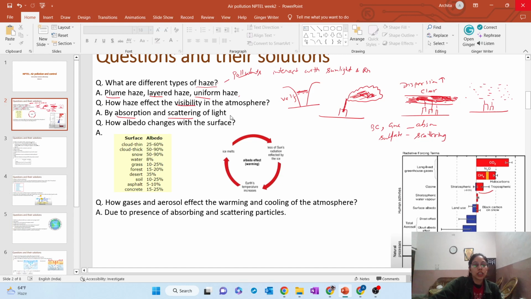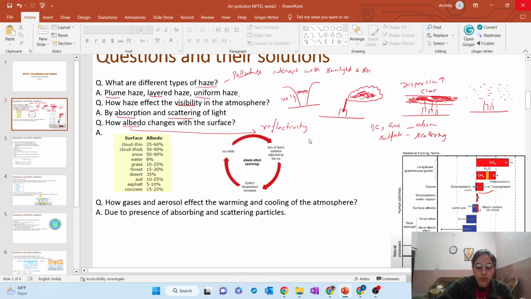Now, later we discuss the albedo, the effect of albedo on the surface. To understand it, first we need to understand what albedo is. Albedo is nothing but reflectivity. That is, how well a surface can reflect the sunlight back is its albedo. Now, albedo changes from material to material.